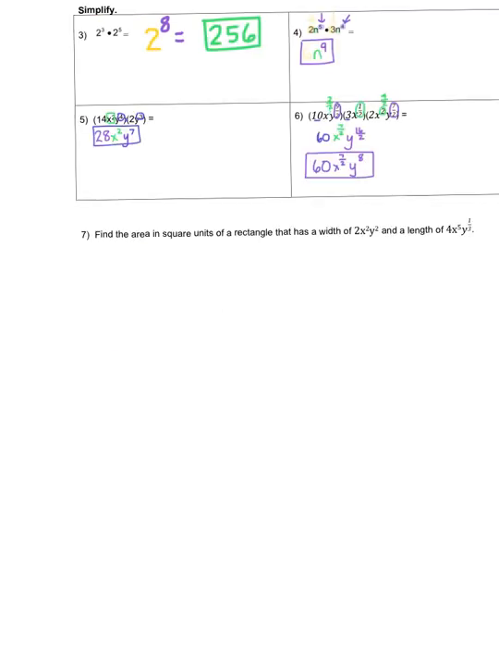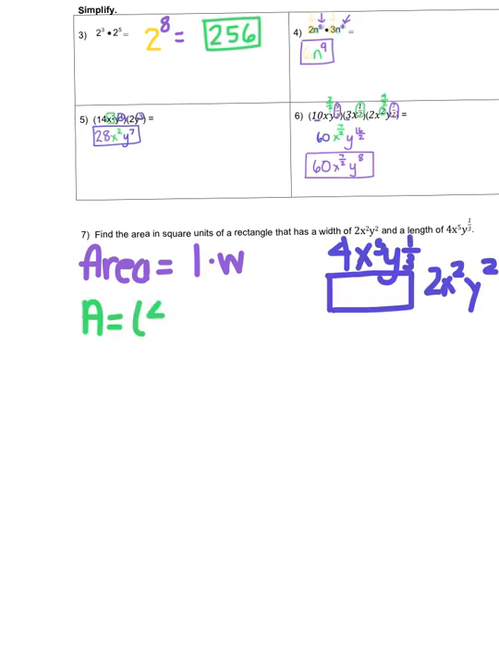Number 7, find the area in square units of a rectangle that has a width of 2x squared y squared and a length of 4x to the 5th power. So you have to remember to find the area in a rectangle, you will be doing length times width. It may help you to draw a rectangle. Now we'll simply substitute the length and the width into our formula, and then we'll evaluate it or simplify it.